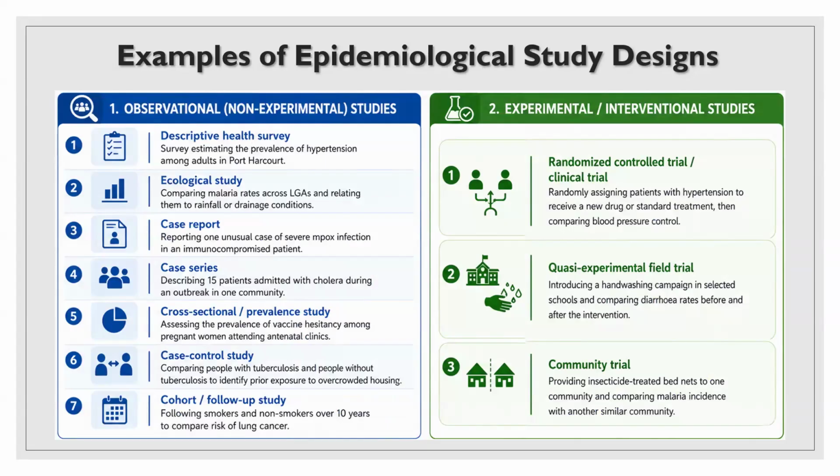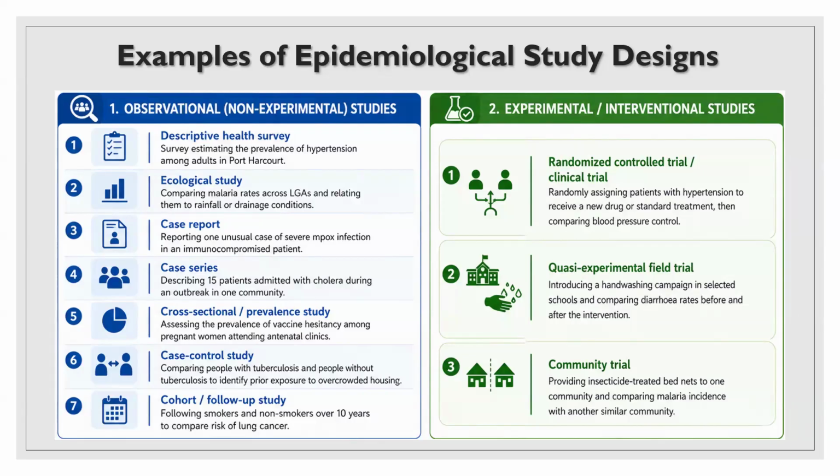All right. So for the observational, which is the non-experimental, for the descriptive health survey, imagine you are surveying the estimation of the prevalence of hypertension among adults in Port Harcourt. And where are you doing that? In a health care facility. So you go to a healthcare facility and you check the blood pressure of the participants that are there. That's a descriptive health survey.